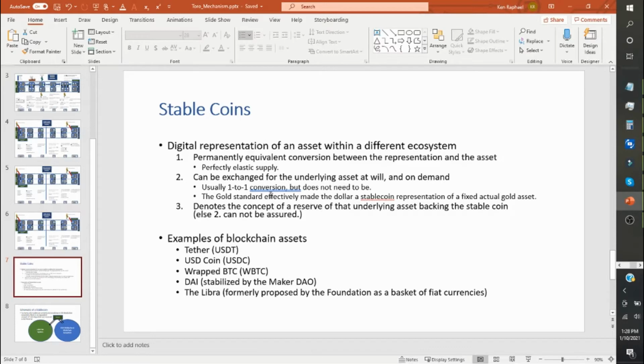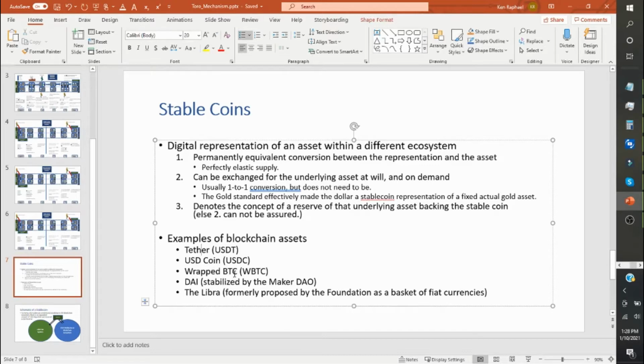So the stable coins denote the concept of a reserve. So the Toronet does have a reserve backing it. Examples of blockchain stable coins are Tether, for instance, and USD Coin. Those are some popular ones.